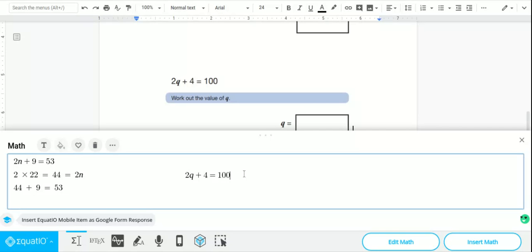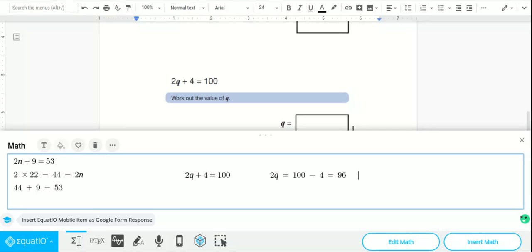So what we do is leave a bit of space. So we leave the 2q where it is, but we move the 4 across. So 2q equals 100, take away 4. See what I just did there? I left the 2q there, but I moved the 4 across to the other side. So 2q equals 100, take away 4, which equals 96. Yep, that equals 96.